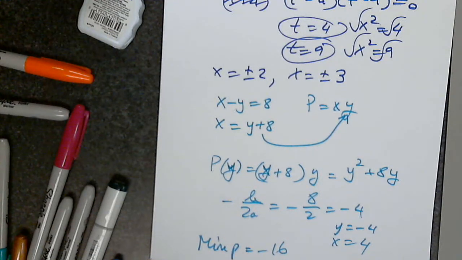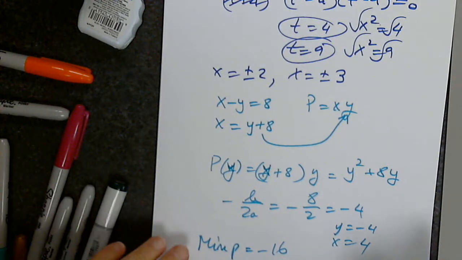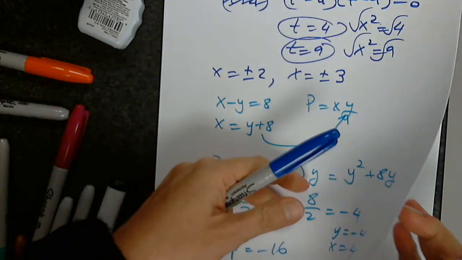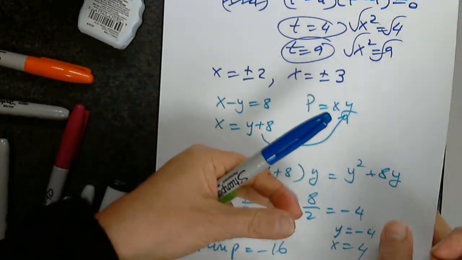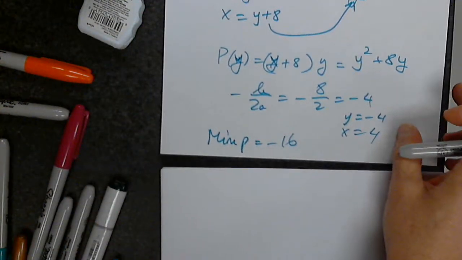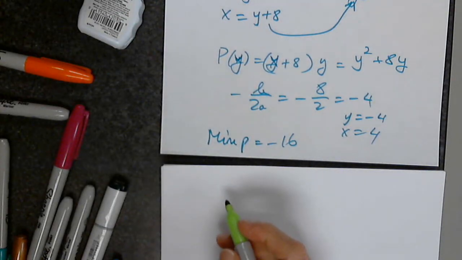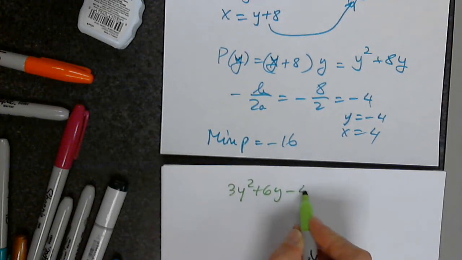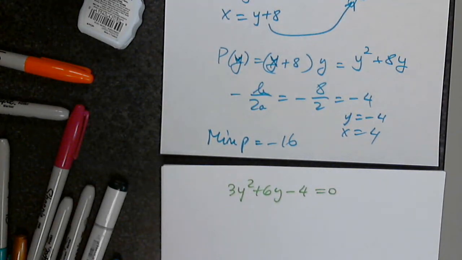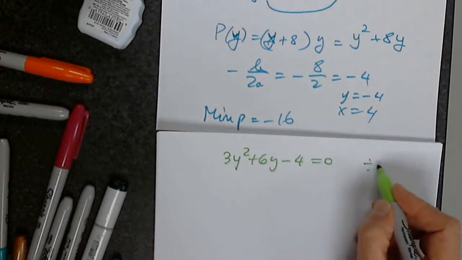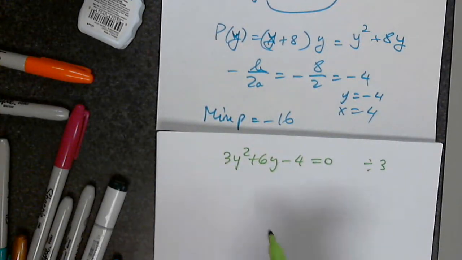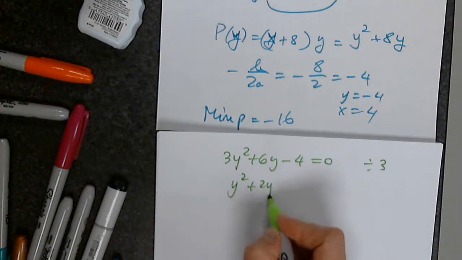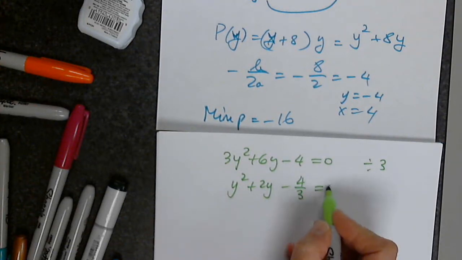3y squared plus 6y minus 4 equals 0. Solve this by completing the square. Yes, in that case I have to divide everything by 3. It's mandatory. y squared plus 2y minus 4 divided by 3 equals 0.